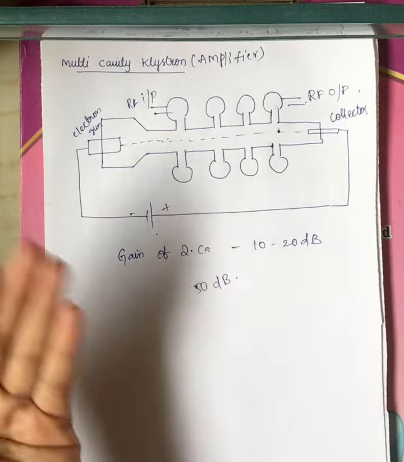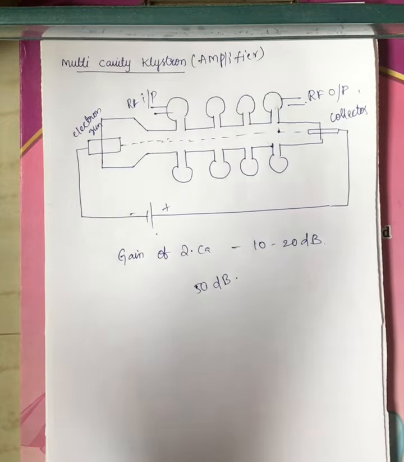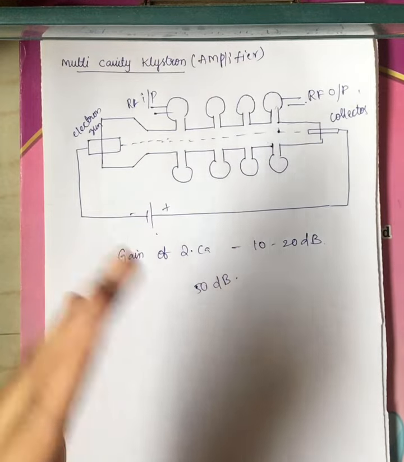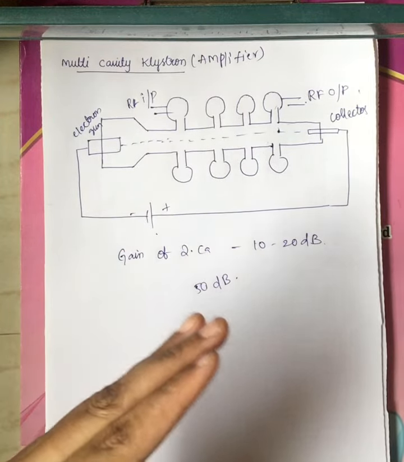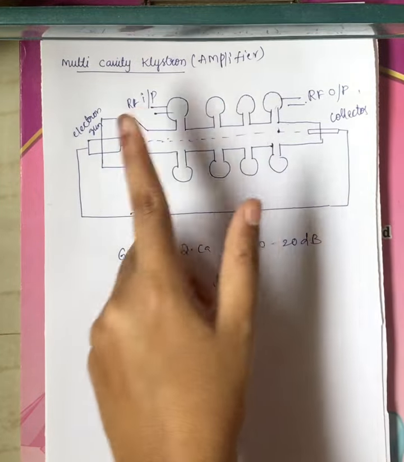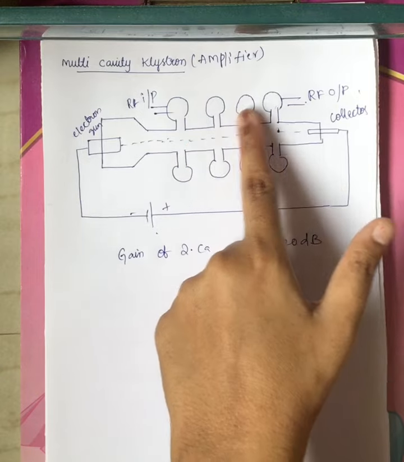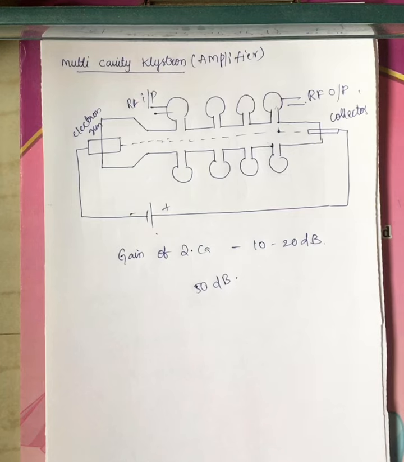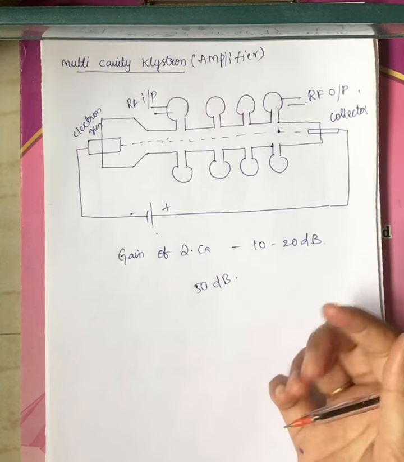The only difference between two cavity and multi cavity is that the two cavity contains two cavities and its gain is 10 to 20 dB only. If we want to increase its gain, we have to connect two cavity klystrons in cascade. If you see here, two cavity klystrons are connected in cascade connection. You know cascade, right? One circuit's output is given as input to another circuit. If you connect those two cavity klystrons in cascade connection, you can increase its gain.